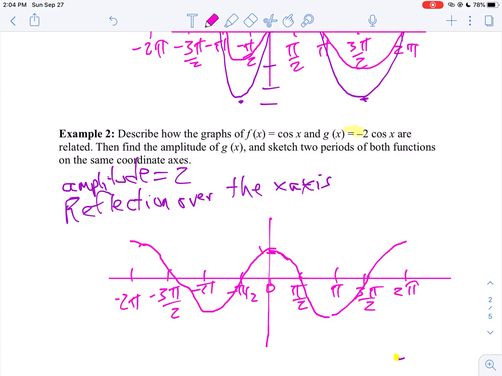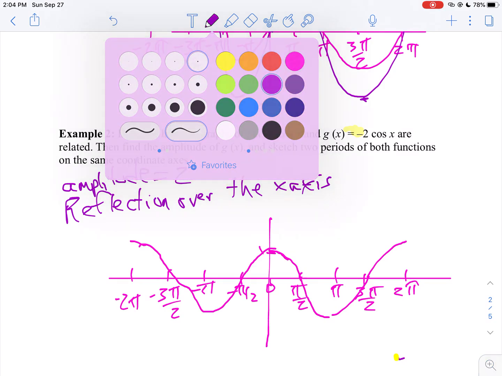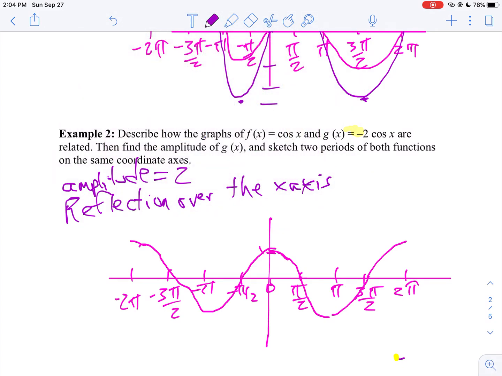Now, in purple, I'm going to make negative 2 cosine x. So I'm going to go up and down to 2, but I'm going to flip them. So instead of being at 1, I'm down here at negative 2. My zeros are still the same. Then I'll be up at positive 2, 0, and down here again. So here's 1 period. And then I'll do the same thing here. There's 2 periods. And there's your answer.